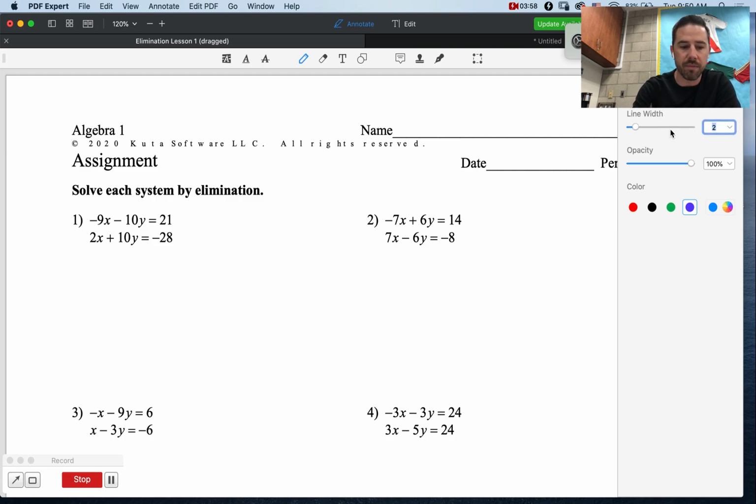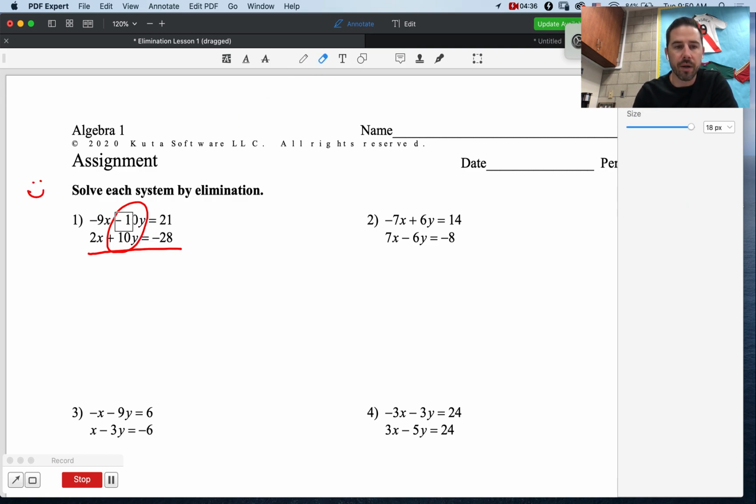I'm actually going to switch this up to maybe like a 1.7. I'm feeling it. And we want to look and see where we can find opposites. Is negative 9 and positive 2 opposite? No, but negative 10 and positive 10 are. Can you see that right there? I'm going to bring this down to 1.5. You can see right here that negative 10y and positive 10y, they're opposites, and that's what we want. That's going to make us really happy.